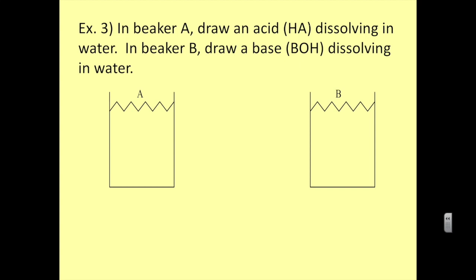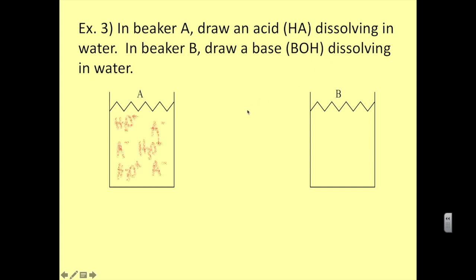Now in here, we're supposed to draw a particle view. This is example 3 on page 5. In beaker A, you want to draw an acid with HA. A would be any generic acid, any generic anion, dissolved in water. And in beaker B, draw a base with any generic cation with hydroxide, dissolved in water.